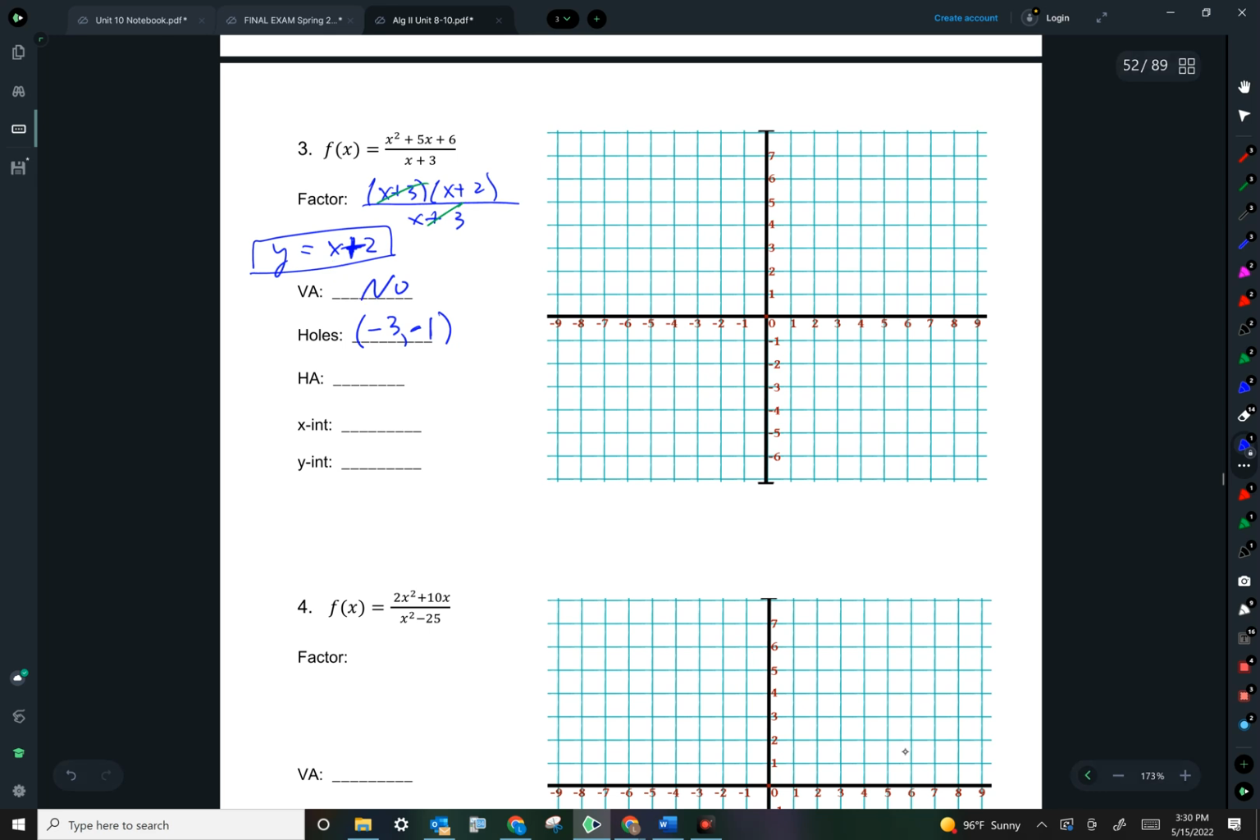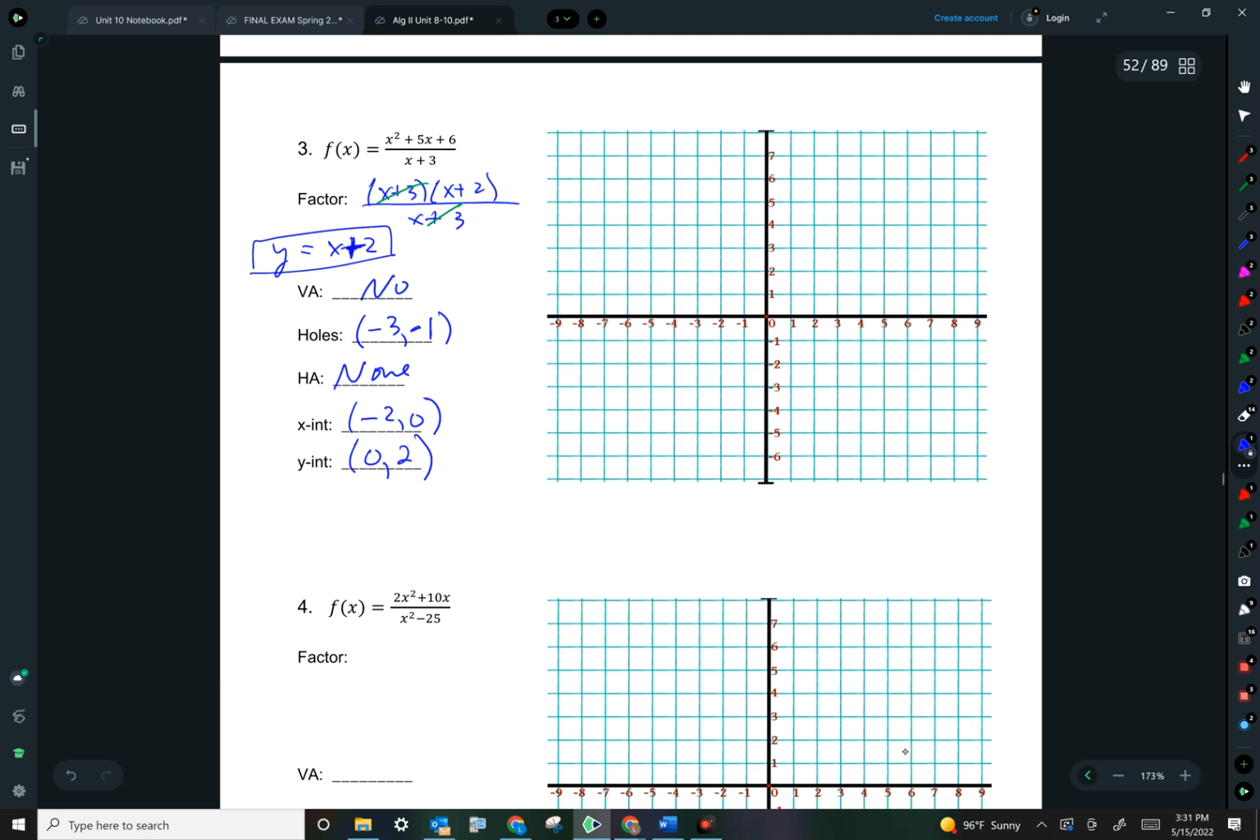Remember the horizontal asymptote, you compare the degree, but the degree of the top was 2, the bottom is 1, so there are none. And if everything cancels out and there is no denominator, then it's going to be none. For the x-intercept, remember you let the numerator equal 0. Well, in this case, the x plus 2 is the numerator. So what will make that equal 0? If x is -2. And then the y-intercept, remember you put in a 0 for x. If I put in a 0 for x, I'm going to get y equals 2.